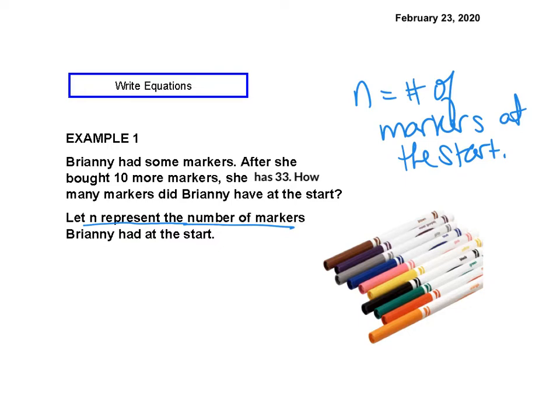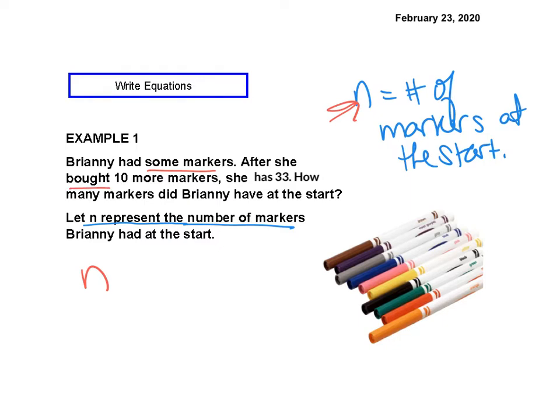Okay, now we're going to just translate the problem into an equation. We've translated verbal expressions into numerical expressions, and what we're doing right now is sort of similar. So let's just start. Brienne had some markers. Do we know how many? No. What we don't know, we represent with the variable. So n. And that's actually what the problem is asking us. Let n represent the number of markers Brienne had at the start. So n. After she bought 10 more.